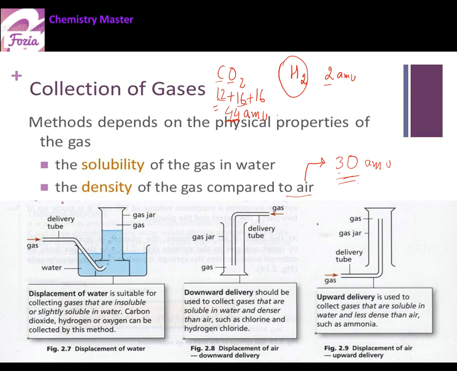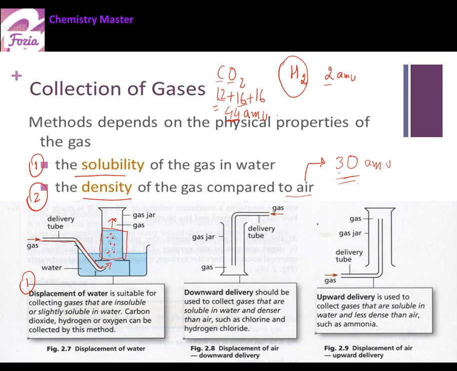Now you will remember that there are two important physical properties. One, the solubility in water, the other is the density. And there are 3 methods available. First method is displacement of water. This method is, this is what? The gas is coming from this delivery tube and is passing through this liquid phase. So it is just bubbling up and collected in the gas jar in the space provided. So this is what the method is called displacement of water.